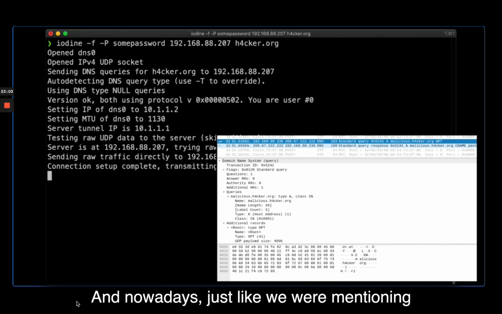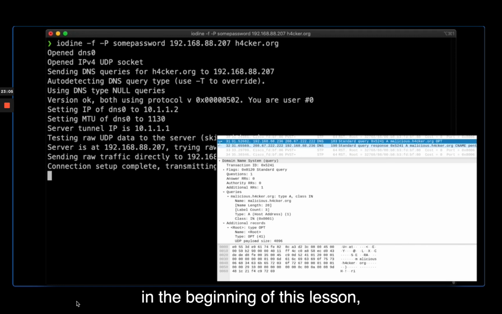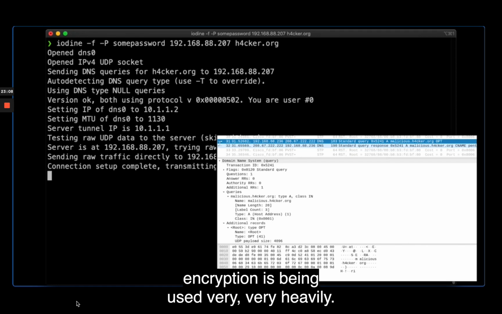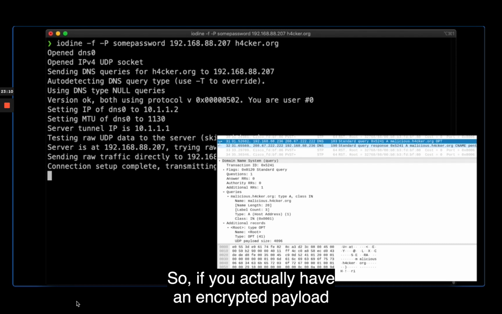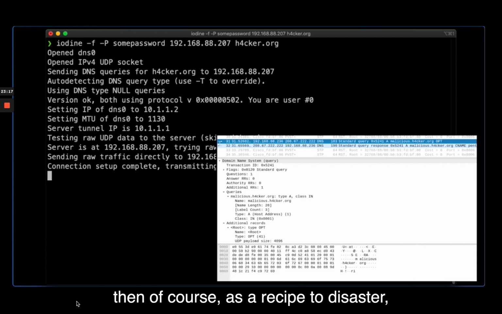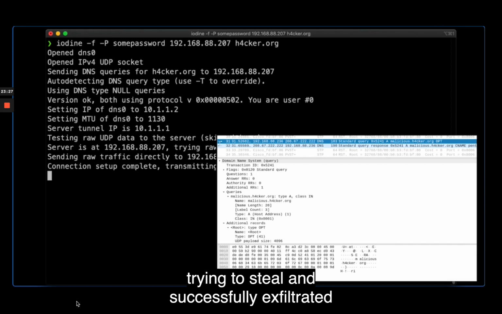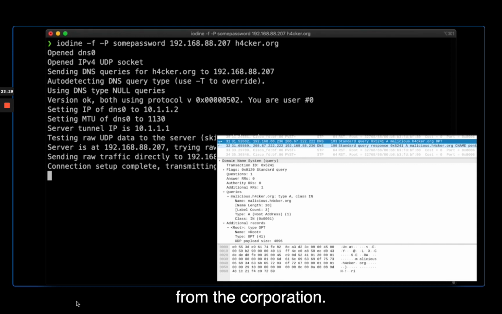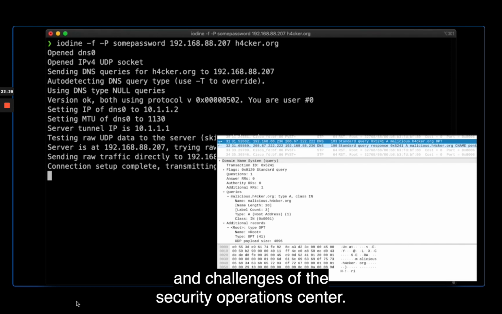And nowadays, just like we were mentioning in the beginning of this lesson, encryption is being used very, very heavily. So if you have an encrypted payload inside of the DNS packet that you cannot inspect, then of course that's a recipe for disaster, because an attacker can embed any type of sensitive data that they are trying to steal and successfully exfiltrate it from the corporation. So these are some of the most common evasion techniques and challenges of the Security Operations Center.